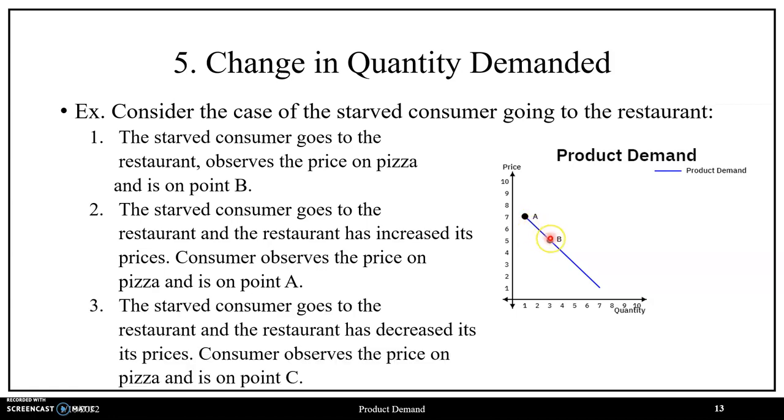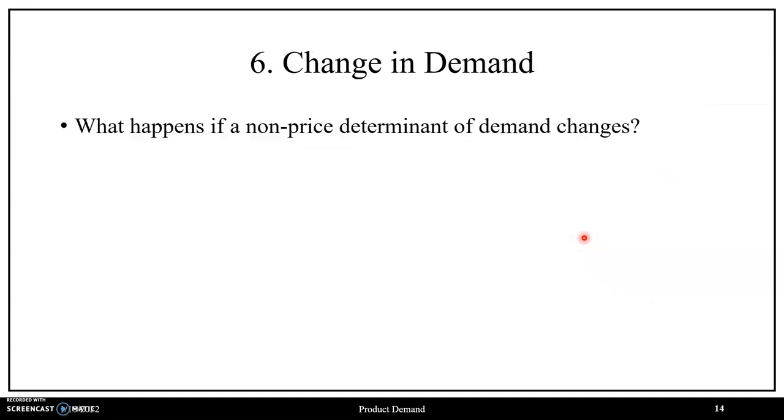Now, lastly, let us suppose the consumer goes to the restaurant and they observe that the restaurant has decreased the price on their pizza. If we started at point B, when we have a decrease in the price point, say now to $3, and the consumer observes this, they are now willing and able to purchase 5 slices of pizza due to this reduction in price. So a reduction in price corresponds to a change in quantity demanded that leads to rightward movement along the product demand curve. So then if a change in price corresponds to a change in quantity demanded, what happens if a non-price determinant of demand changes?